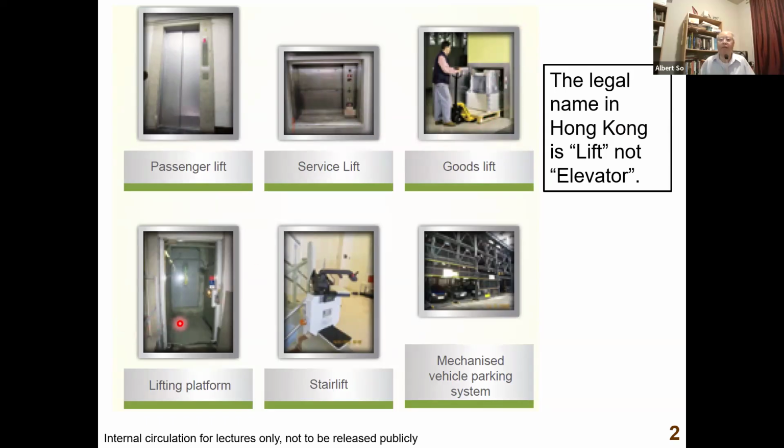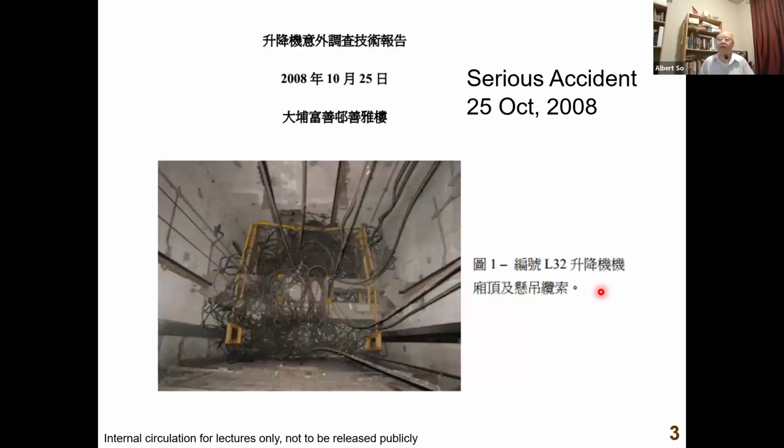And lifting platform. This is a special lift used on the stage or the factory or whatever. And then stair lift. I think you have seen stair lifts very often at the MTR stations, right? And then vehicle parking system. Okay, vehicle parking lift is mainly for cars, not for passengers. So these are the common types of lift you can see.